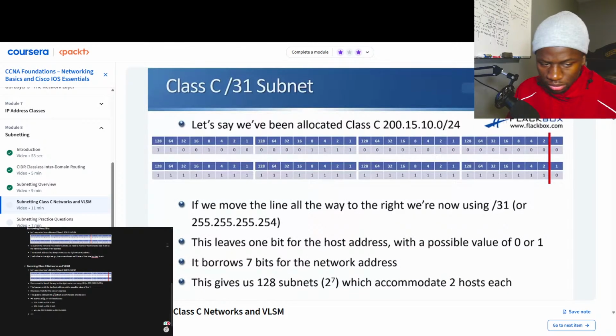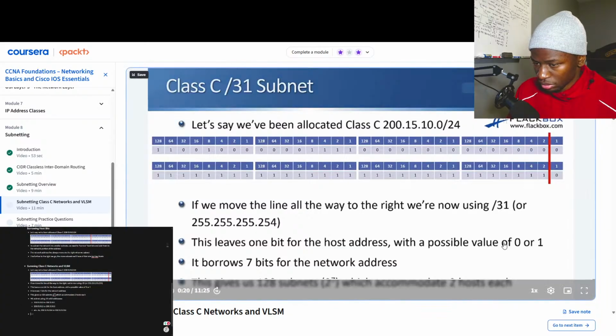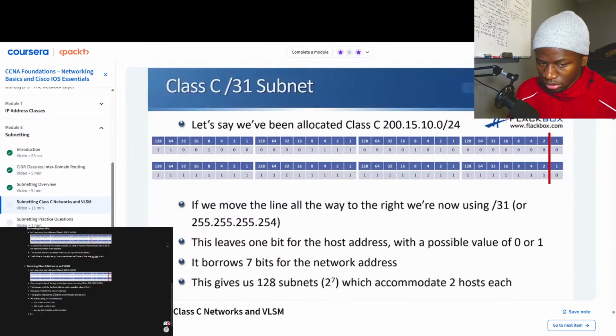Okay, moving on, let's say that we've been allocated Class C 200.15.10.0/24, again the same as the last example, and here we're going to move the line all the way to the right. We're going to go with a /31. Obviously we can't do a /32 if we want to have more than one available host now. You can use a /32 subnet mask, but there's only one host there. That's mostly used for loopback addresses. Don't worry about it yet, we're going to talk about that later on. So if you do need to have multiple hosts, then the furthest right you can go is a /31.